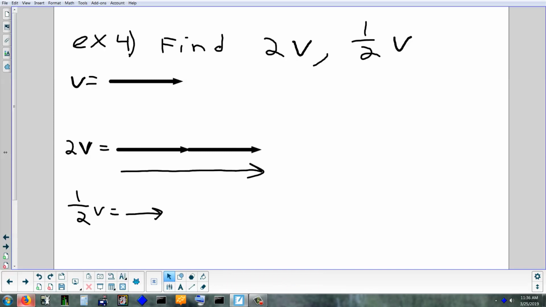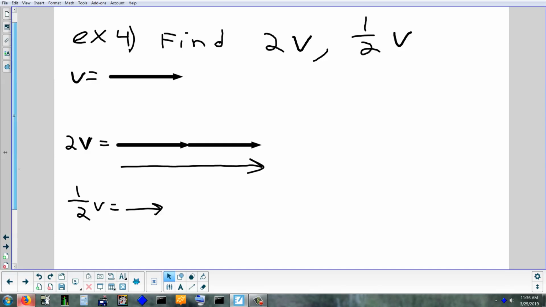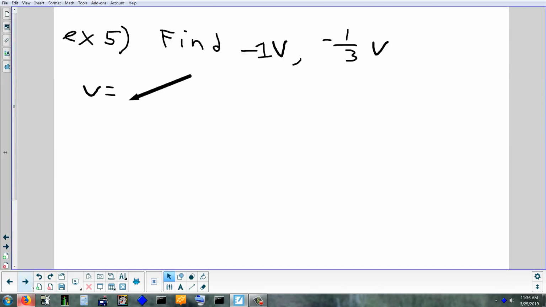Maybe about like that. Notice in both of these cases, did the scalar change the direction? No, because what kind of number is that? Positive. It's positive. Okay. Let's look at this one.